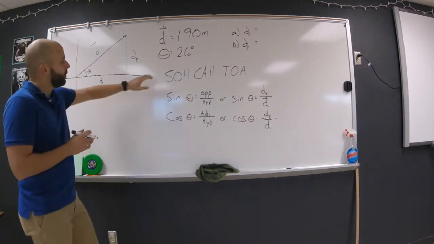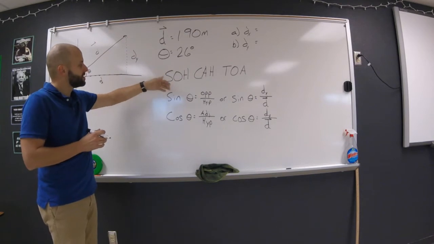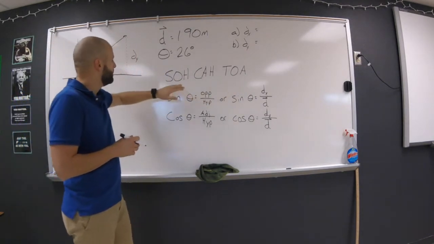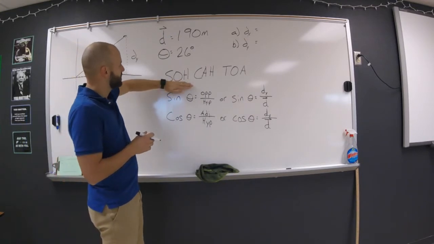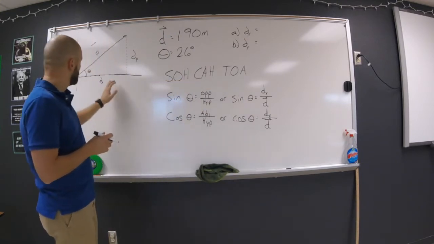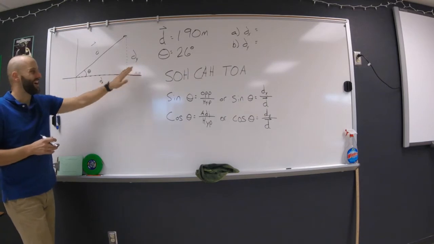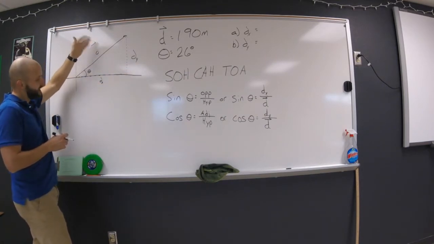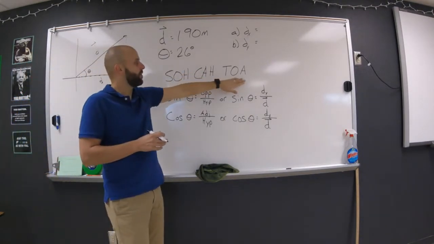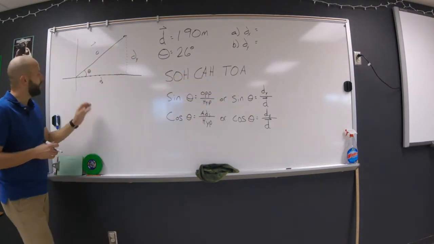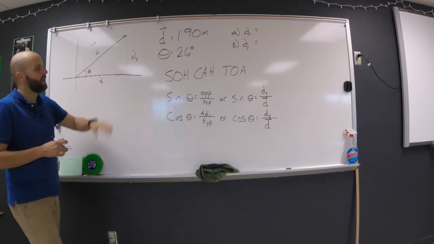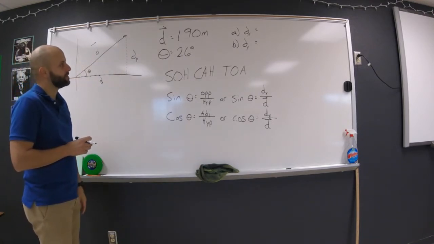All right, so one of the mnemonic devices that's always been used for trig functions is SOHCAHTOA. In this case, we're going to focus on the SO and the CA because we are trying to identify the sides. We do not have the sides. If we were trying to identify the vector or the angle, we would be using TOA. But in this case, we have the vector and the angle. We need to know its y and x dimensions.